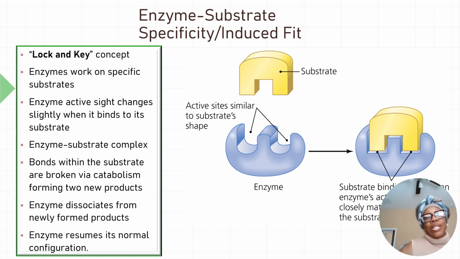It's not used as commonly now, that term, but basically the idea is that the key that unlocks the door at my house shouldn't unlock the door at your house. So enzymes and substrates are very specific in that they only work on one specific thing. One particular enzyme works on one particular substrate. Enzymes are very specific. The enzyme active site changes slightly when it binds to its substrate.